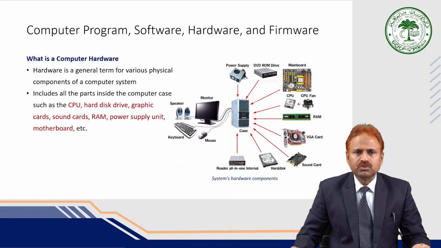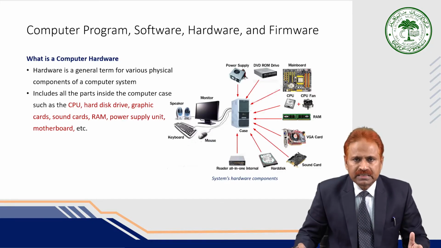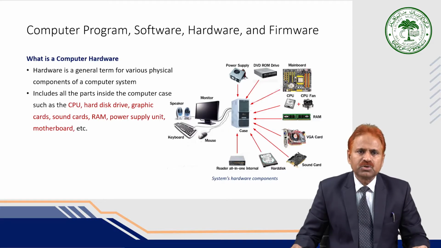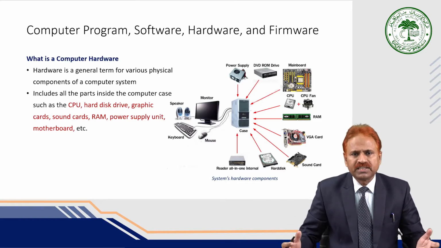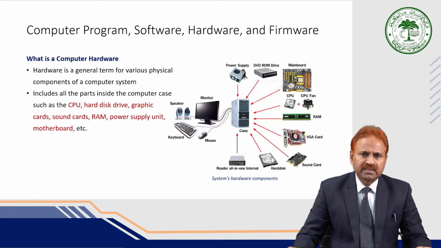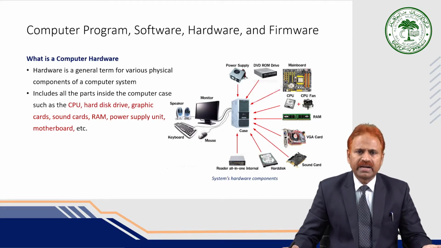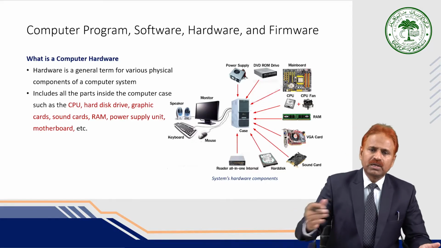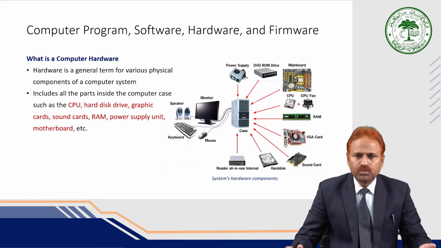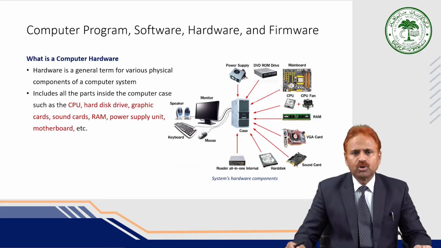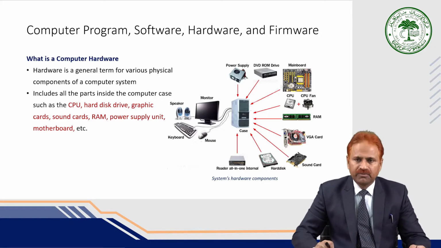Now we are moving back to computer hardware. Once after knowing the computer software, we are moving to the next discussion, that is known as computer hardware. Hardware is a general term used for various physical components of the computer. They include all the physical parts of the computer, maybe inside the case or outside the case. For example, inside the case we have the CPU, hard disk drive, graphic card, sound card, RAM, power supply unit, motherboard, etc. While outside the case we have the monitor, keyboard, mouse, speaker. They are all examples of computer hardware.